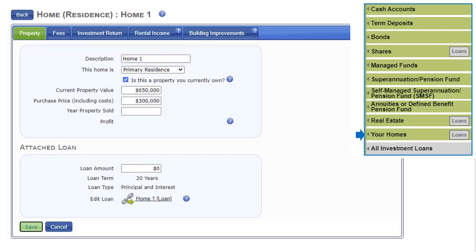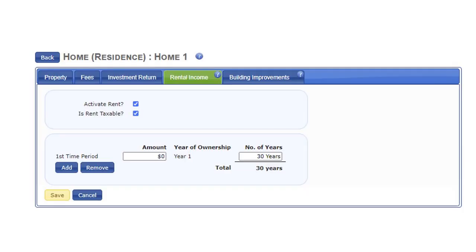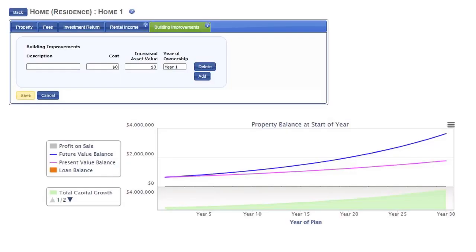The home is a source of wealth. It may be that during retirement you plan to release some of that wealth by downsizing. You may also be planning to make some extra income by renting a room. If you are planning any building improvements, these can be entered.